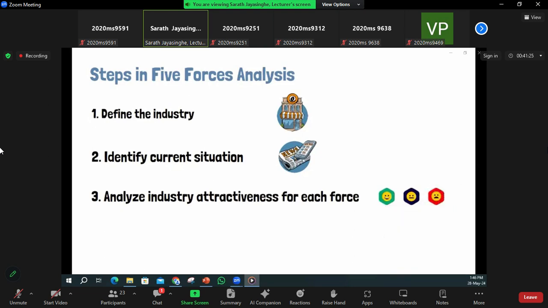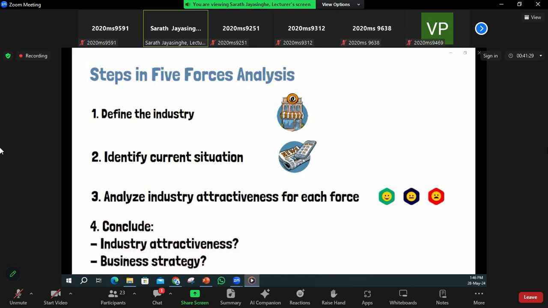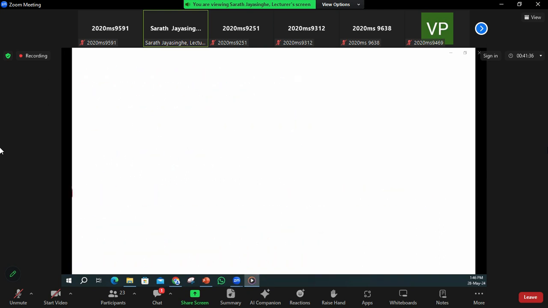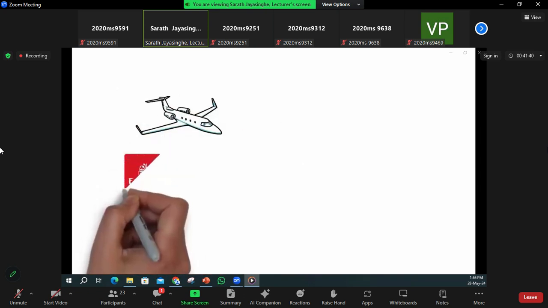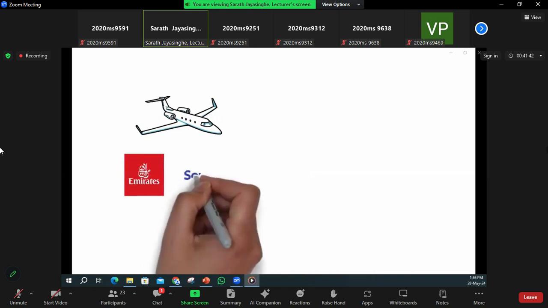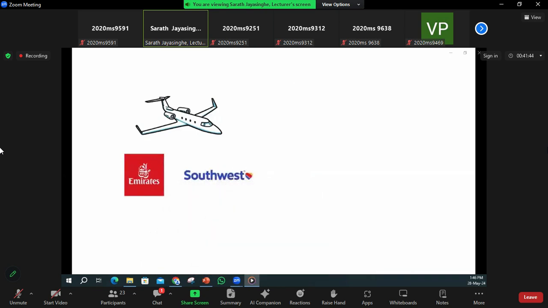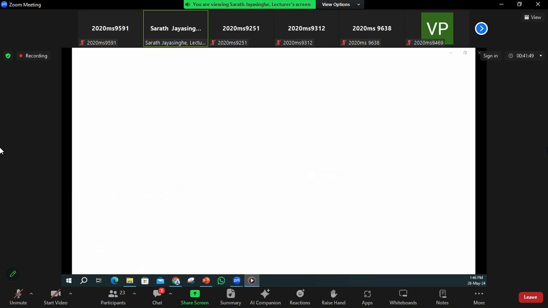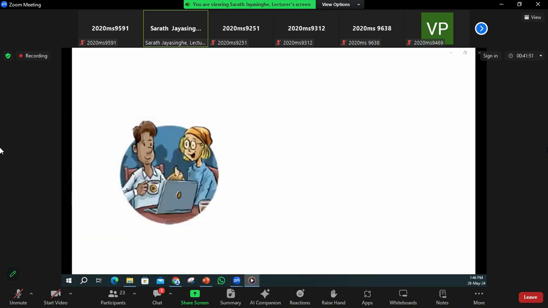Finally, look at the overall picture and consider what your analysis as a whole says about the attractiveness of the industry and about how to successfully compete in it. Remember that even if your analysis shows that an industry looks unattractive, it is still possible to be profitable with an innovative and original strategy. There are lots of examples of successful companies in difficult industries. That concludes the 5 forces analysis.